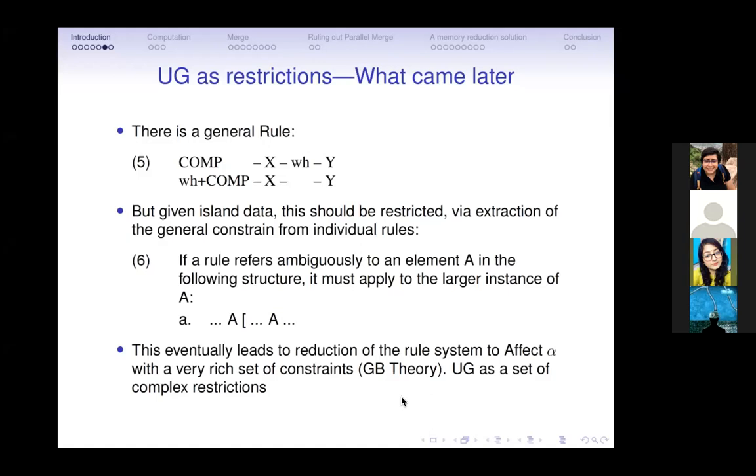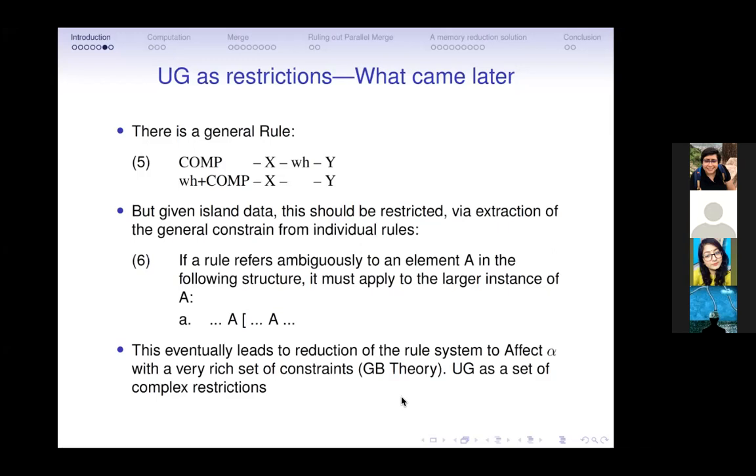So for example, the rule in 5 would be constrained by what's called the A over A constraint, which you see in 6. It would say if a rule refers ambiguously to two elements, call them A, two elements of the same category, then it must apply to the larger instance. So for those of you that know, if you think about the rule of WH movement 5, that would mean whenever you see that applying to a clause, it would never really allow you to take that WH across a comp, across that comp thing. It would sort of cause you to stop in the middle, okay? We don't really need to go into that, but you can see there'd be a constraint on the rule.